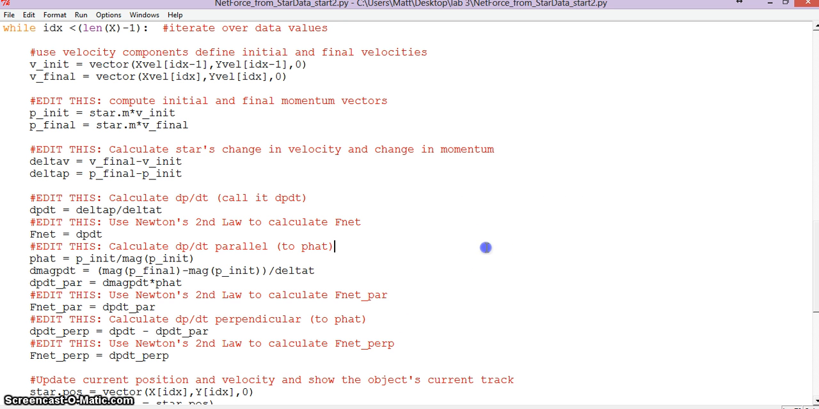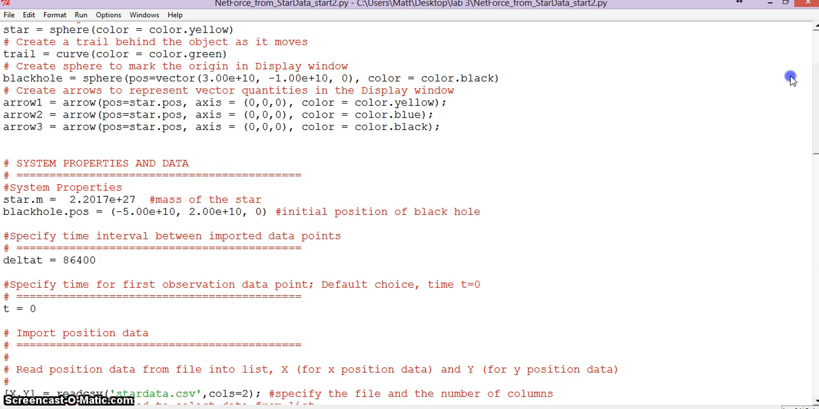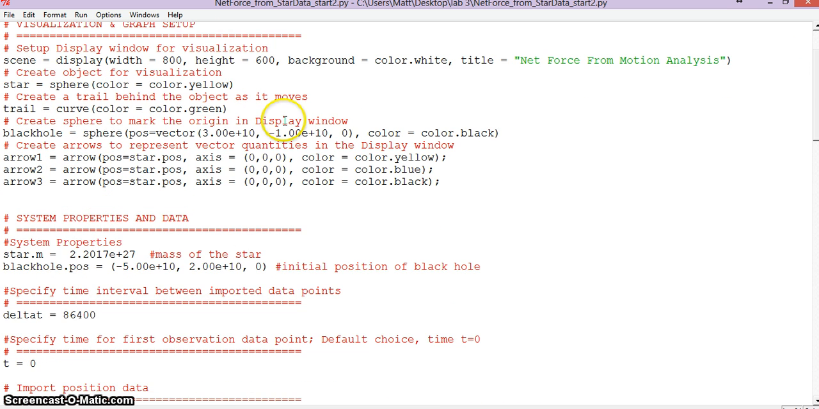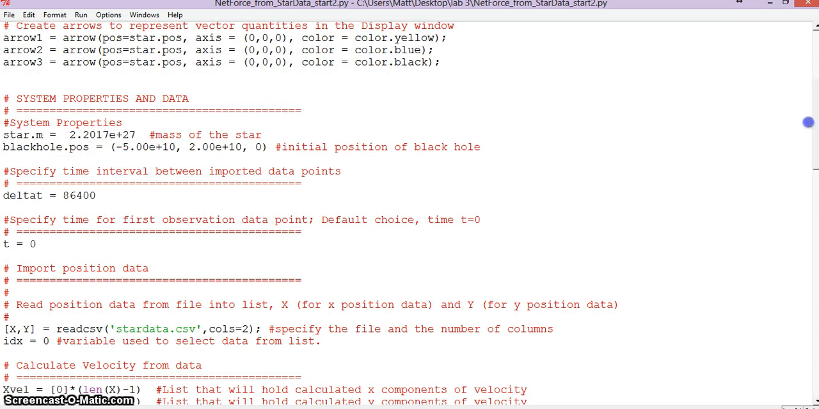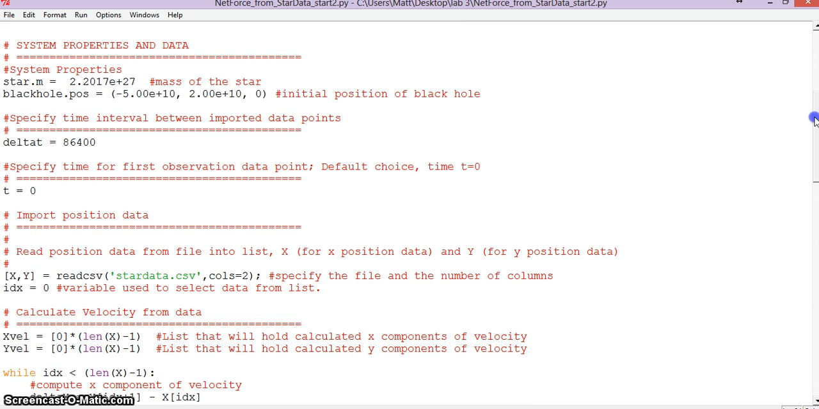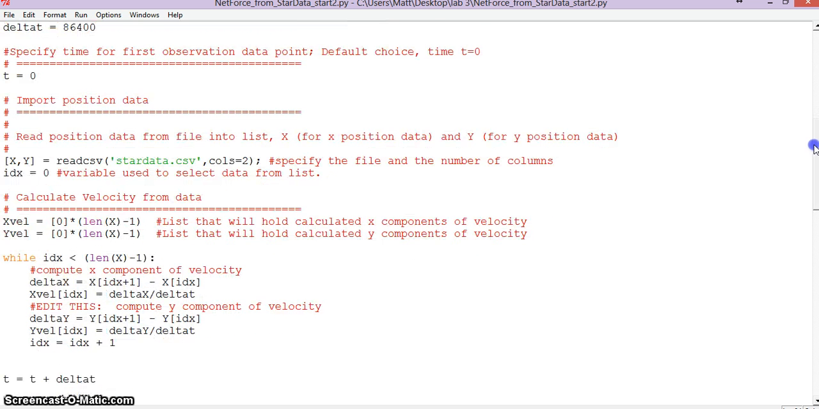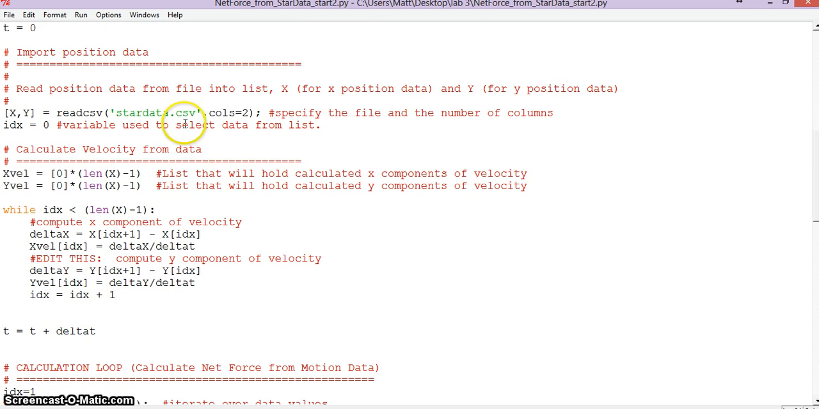So if we look at the VPython code I made, or edited, for this situation, let's exit the calculation loop and go back up here. We use the top part to define the visualization and the graph setup. That's really simple. What we have here is the input of the mass of the star and the input of the original black hole position. Delta t is going to be equal to a day because that's the time between our data points. Right here is where we have our star data put in.